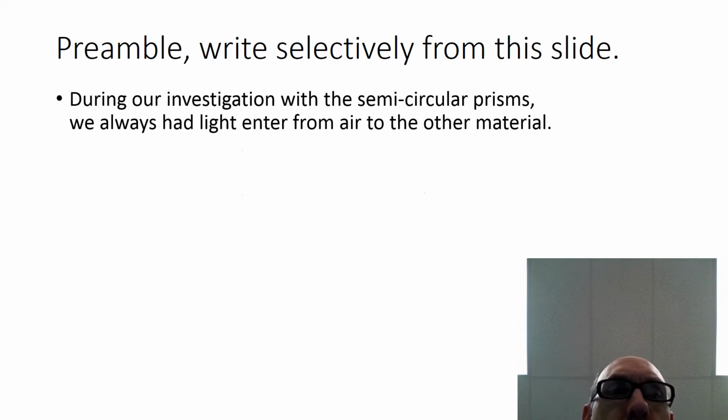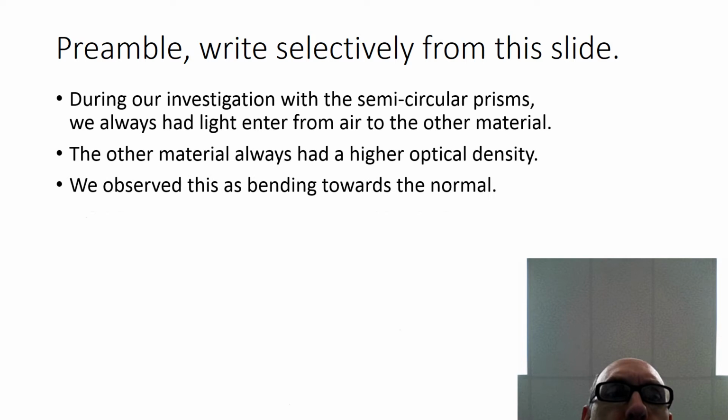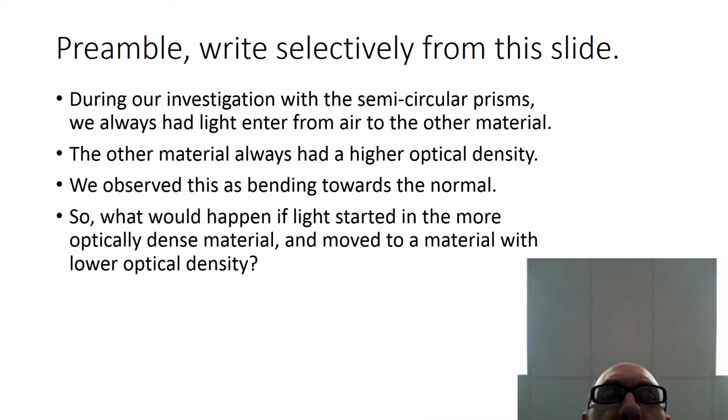In fact, this is a slide where you shouldn't write much at all, because the scenario we're talking about is the following. During our last lab, we used those semicircular prisms, and we always set it up so that light would enter from the air into that other material, and the other material was always something with a higher optical density, and we always got to see that light was bending towards the normal. So the plan is to just contrast that situation with what happens if light starts in the more optically dense material and moves into a material with a lower optical density.